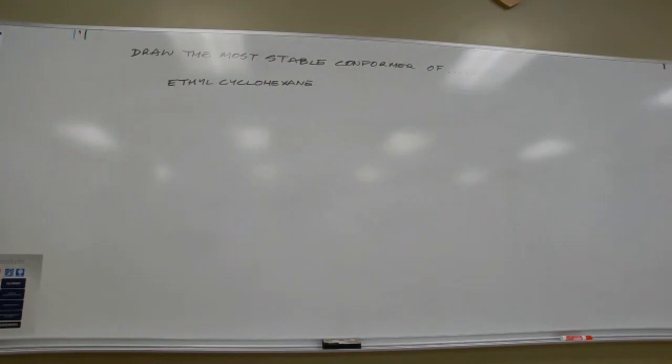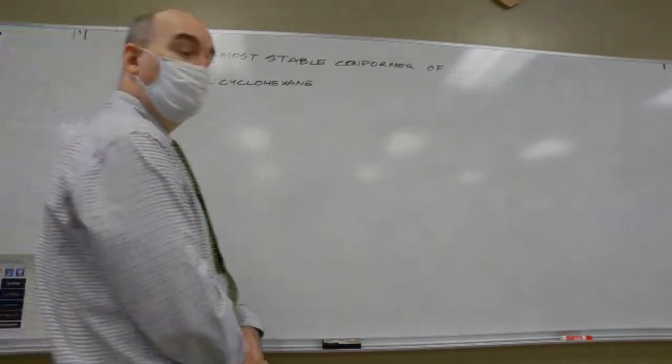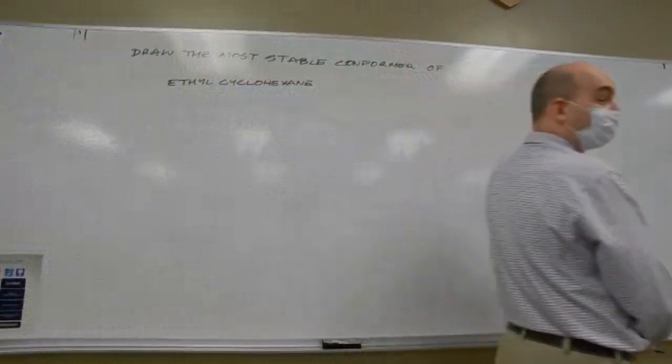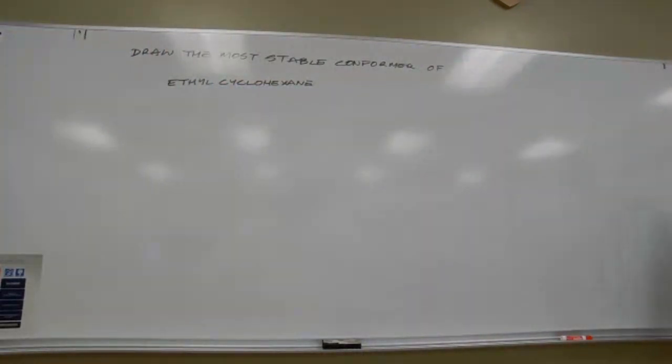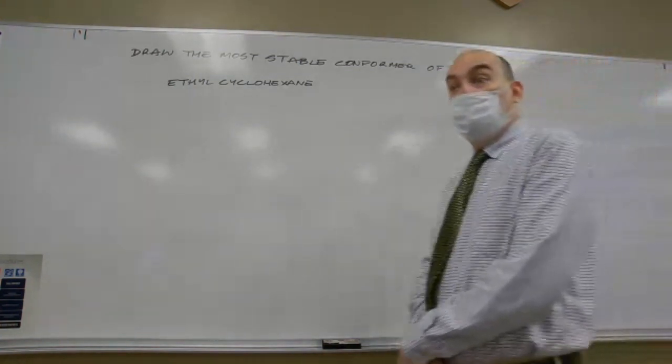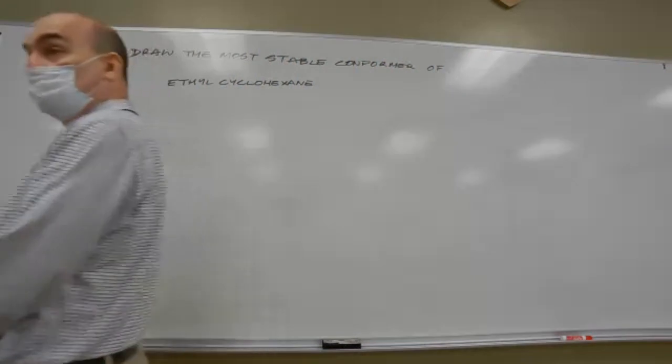of ethyl cyclohexane. So there are two shapes that we could use as the backbone of our molecule. It could be a chair or it could be a boat. It's not going to be the boat. It's going to be the chair. So draw a chair and then put an ethyl on it.